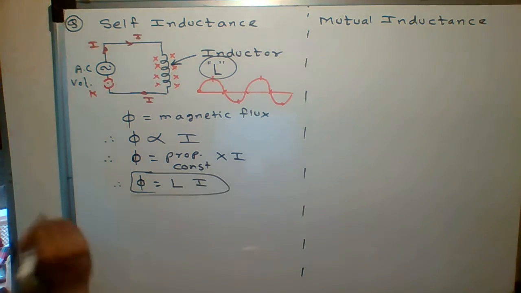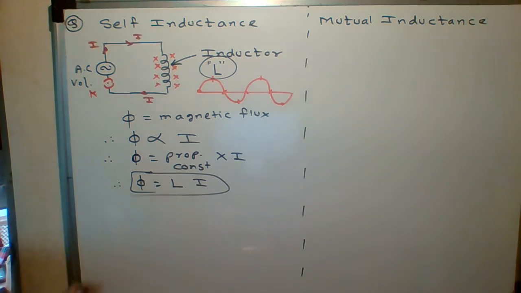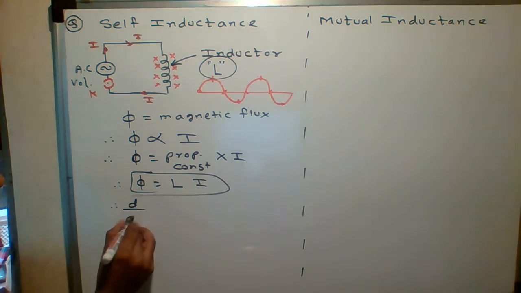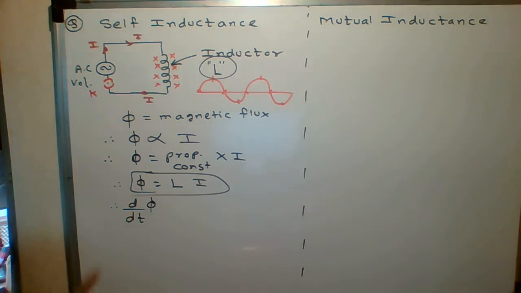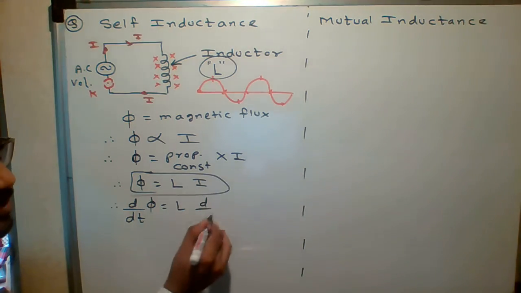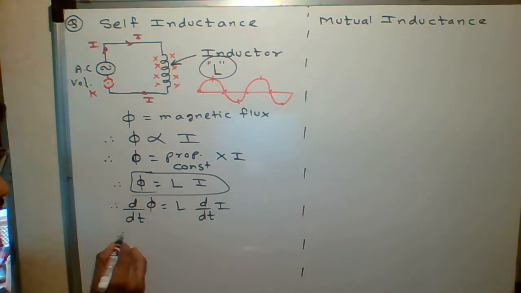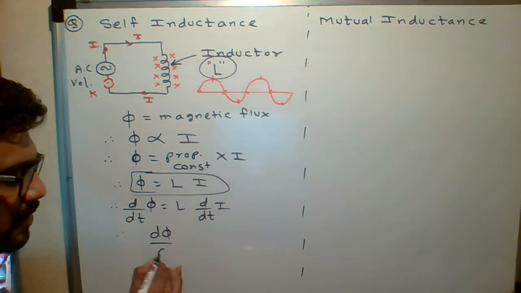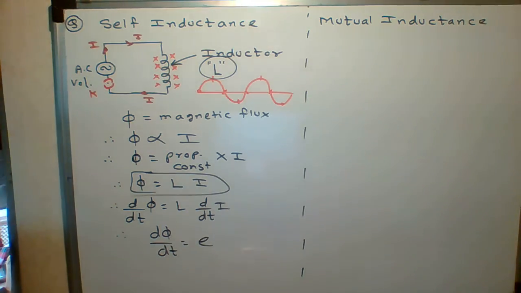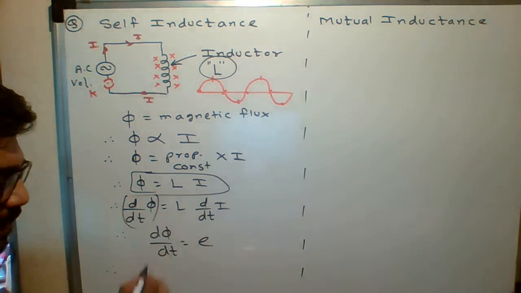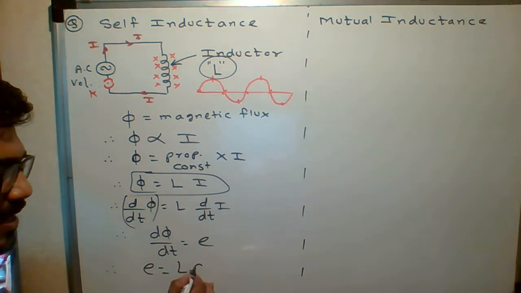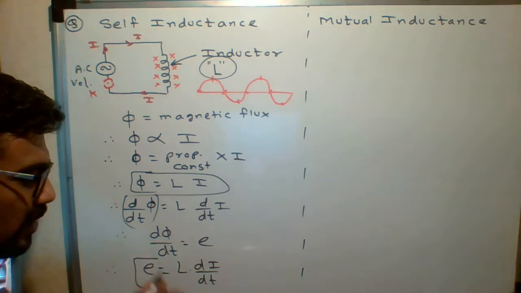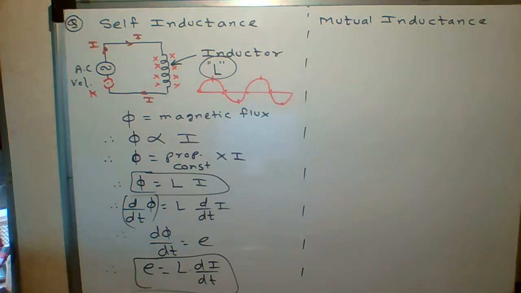Now students, what I will do here is differentiate with respect to time. Now you know the derivative. So d by dt, L is constant, so d by dt of I. So we got d phi by dt equal to L di by dt. But what is d phi by dt? According to Faraday's second law, it is the induced EMF. So the formula for induced EMF is L di by dt. Remember this formula, students, because this is a very important formula. This is the formula for induced EMF when current is passing through the coil of inductor L.